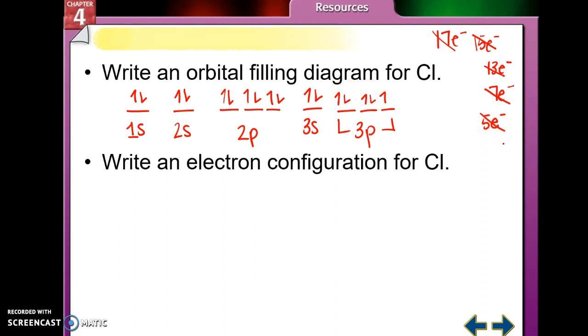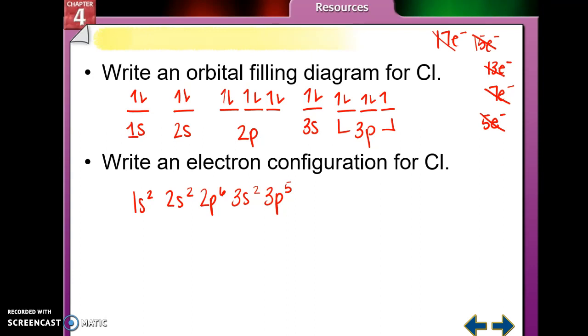So my electron configuration, I can write that from my orbital diagram. It would be 1s2, 2s2, 2p6, 3s2, 3p5. And I can add up those superscripts and double check. 2 plus 2 is 4, plus 6 is 10, plus 2 is 12, plus 5 is 17. And chlorine has an atomic number of 17 on the periodic table.